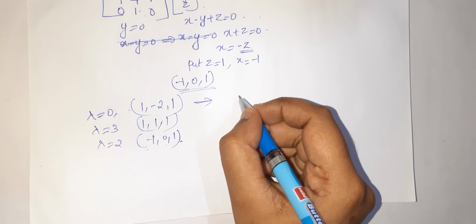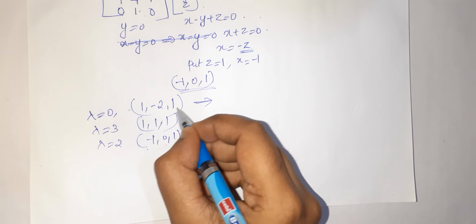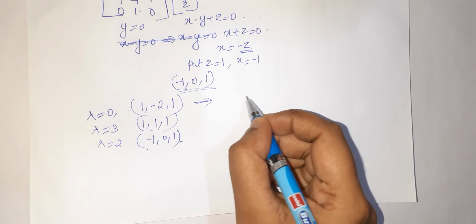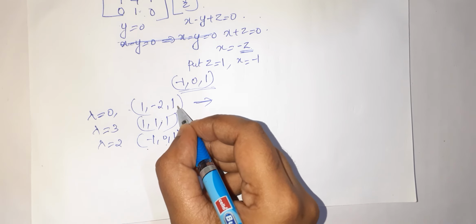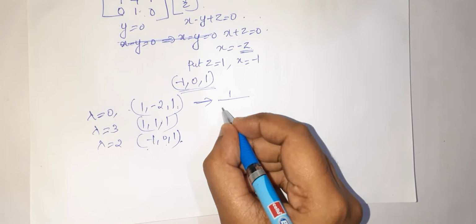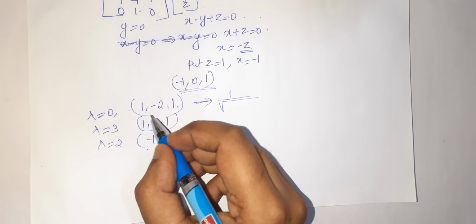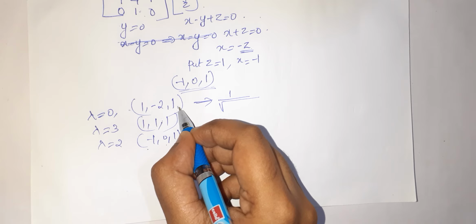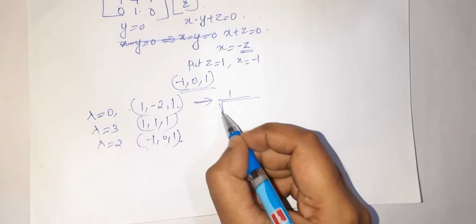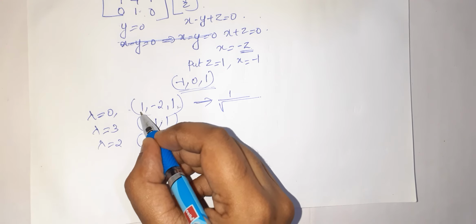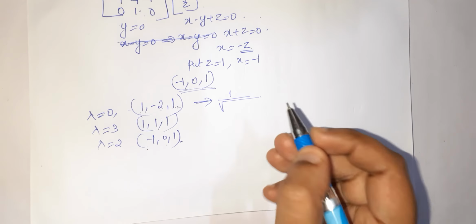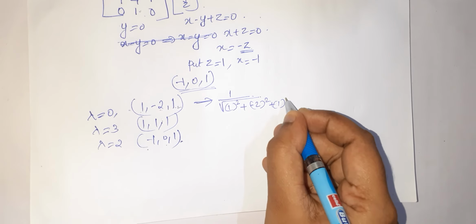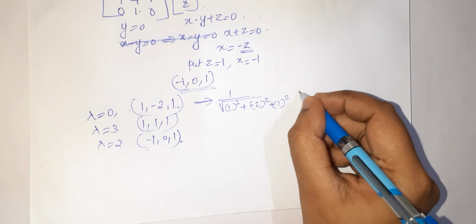For that, we have to find the magnitude of this vector. We are finding the unit vector as 1 divided by the magnitude of the eigenvector. In order to find the magnitude, we take the square root of the sum of the squares of the individual eigenvector components, that is, the square root of 1 square plus (minus 2) square plus 1 square. This will give the unit eigenvector.